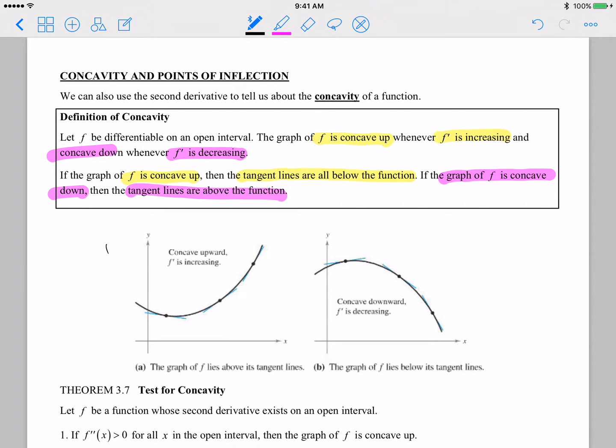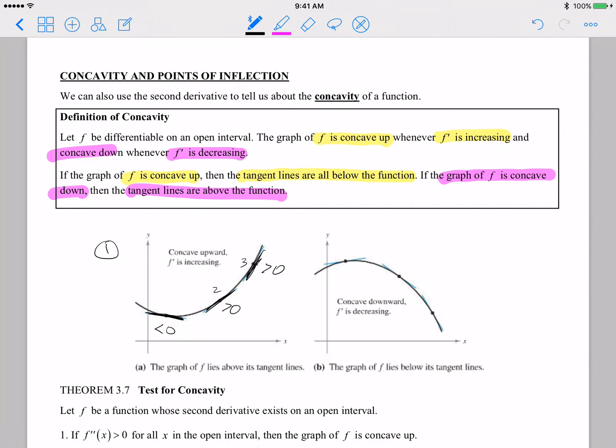This first graph here is concave up, and you can see that f prime is increasing because if you were to look at this slope right here is a negative slope, and then the slopes become positive. So this is a positive slope. This slope is also positive, and it is a greater slope than this second slope right here. This third one is bigger, and so f prime is increasing. And you can also notice that the graph lies above its tangent lines, or really another way to say that is that the tangent lines are below the function.